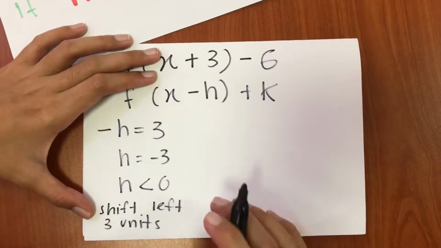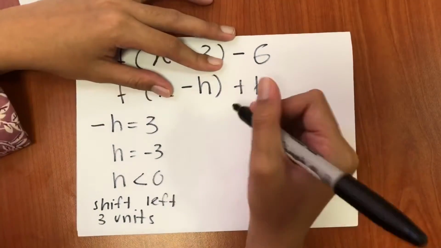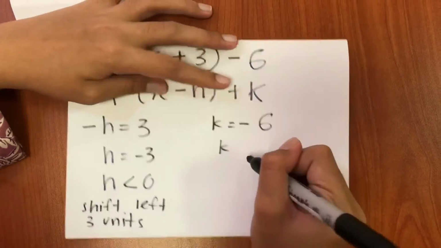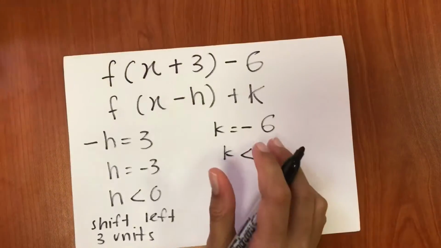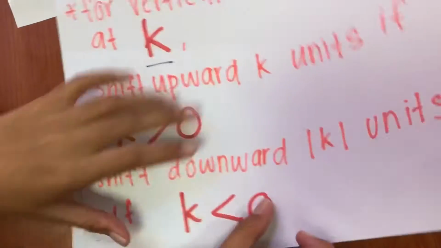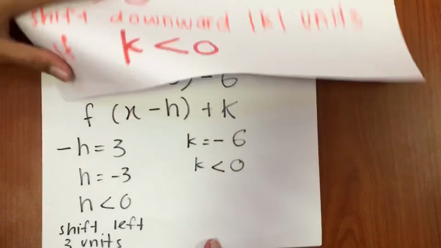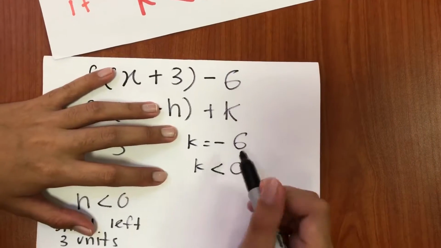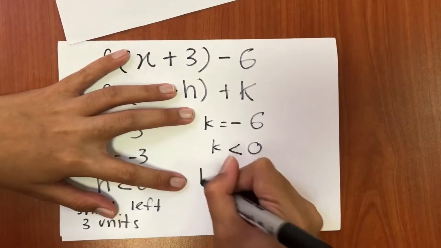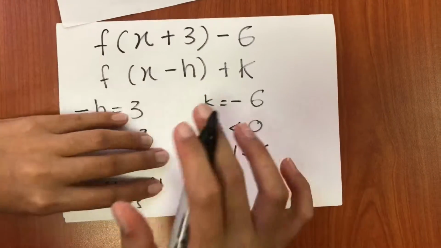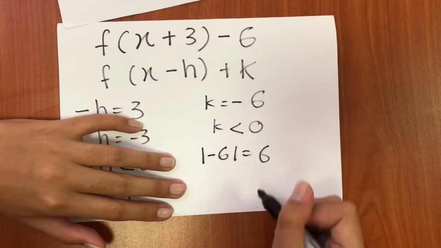Okay, moving on to the vertical translation. k is equal to negative 6, so k is lesser than 0. If k is lesser than 0, it means it shifts downward k units. k is negative 6, right? So we take the modulus of negative 6, which equals 6. It means that this function will shift downward 6 units.